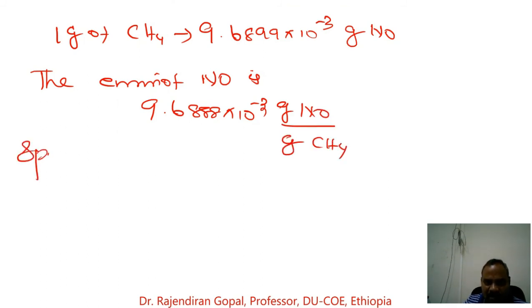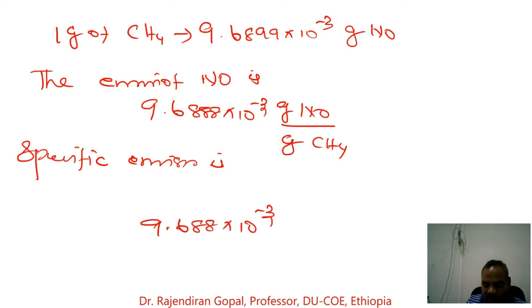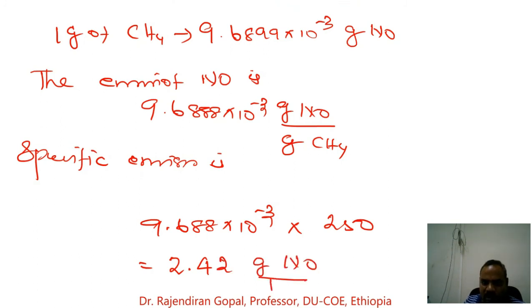Then the specific emission is 9.6899 times 10 to the power minus 3 multiplied by 250. We can get 2.42 gram of NO per kilowatt hour.